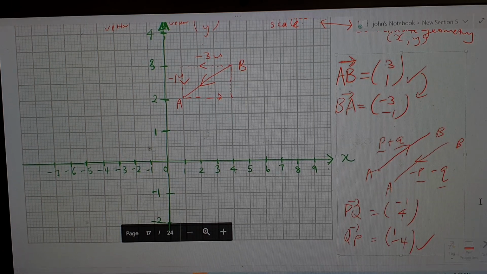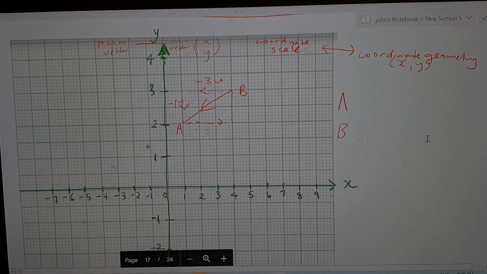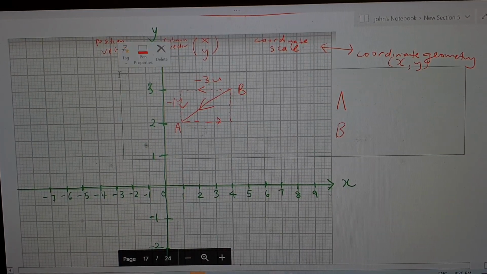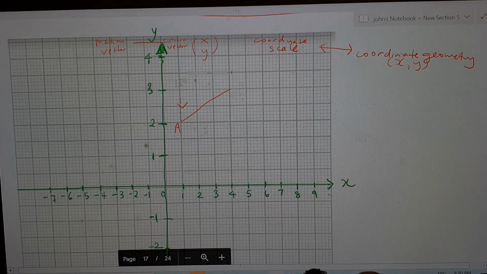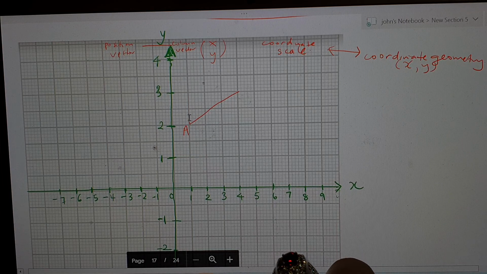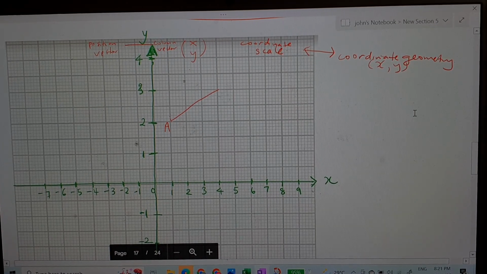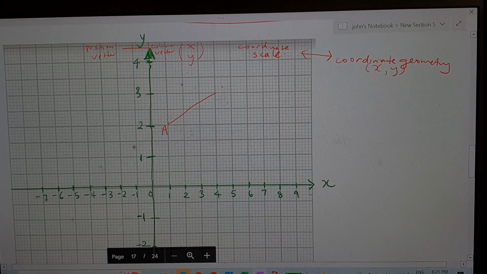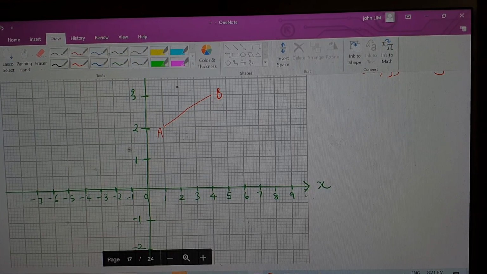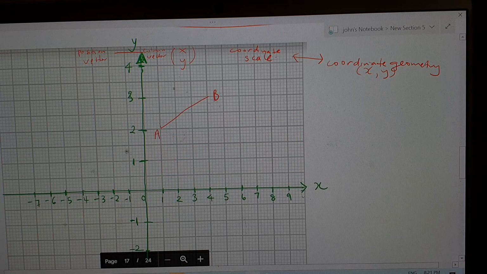I'm now going to go through another example. Okay, let's say now, same thing. A and B, same thing. A here, B here. Okay, now we are going to introduce something new, and this something new is called position vector. Okay, position vector.